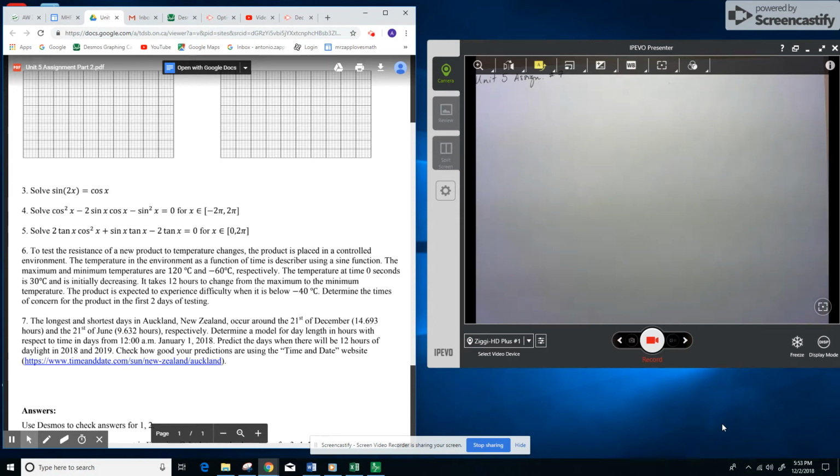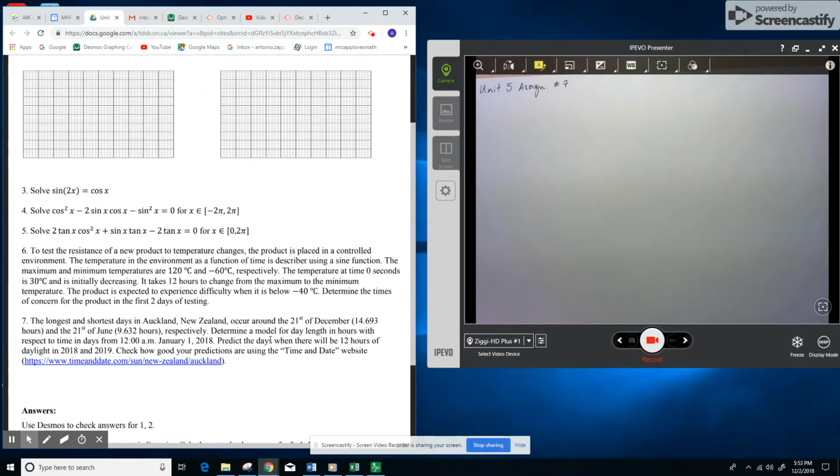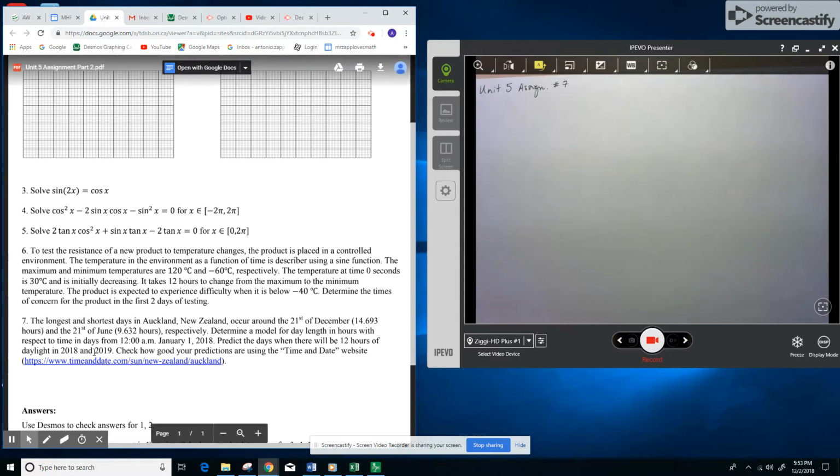Hi folks, we're going to take a look at number 7 from the Unit 5 assignment. All right, so take a look at it here. They give us the longest and shortest days in this city, and they give us the number of daylight hours when they occur, and they want us to determine a model for day length versus time starting on 12 a.m. on January 1st, 2018, and they want us to predict when there's going to be exactly 12 hours of daylight in these 2 years.